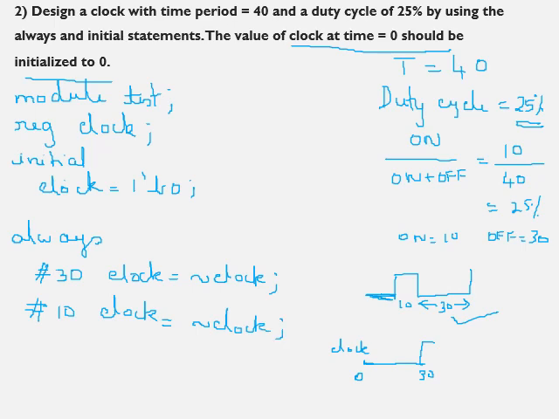So here from 30 another 10 time units, that is when the time unit is 40, the clock will be toggled, that is it will become 0. This will continue. So always for another 30 it will be off, for another 10 it will be on. So this generates a clock with the 25% duty cycle. I'll put these two statements inside begin and end. Finally, end module.